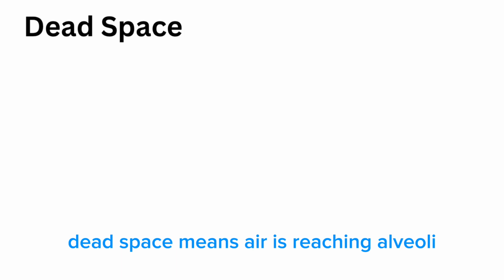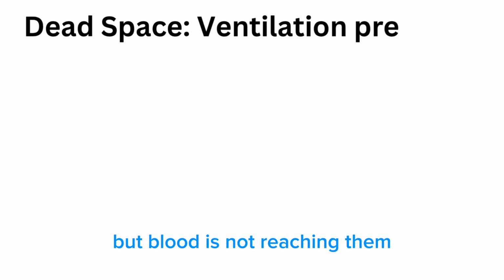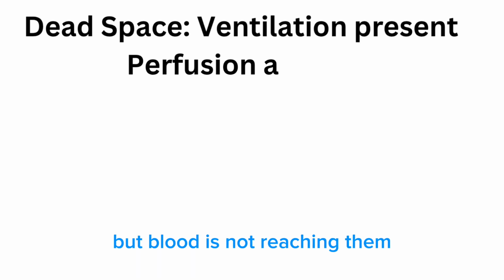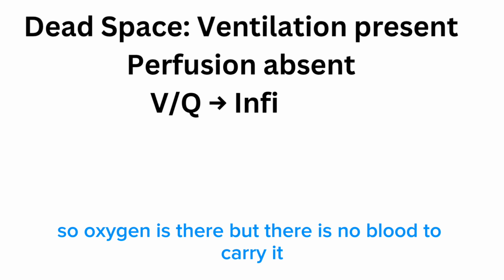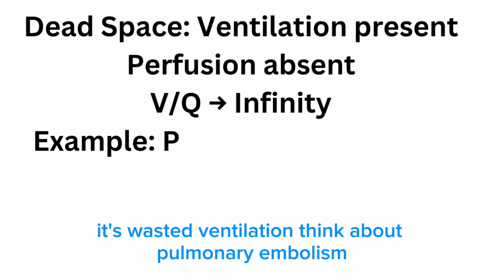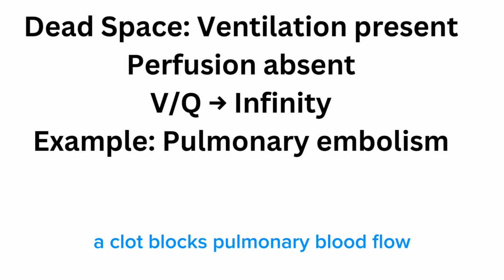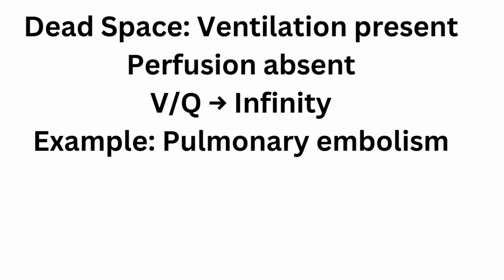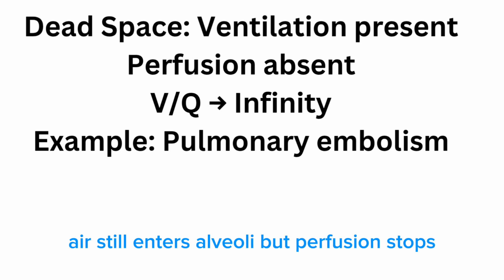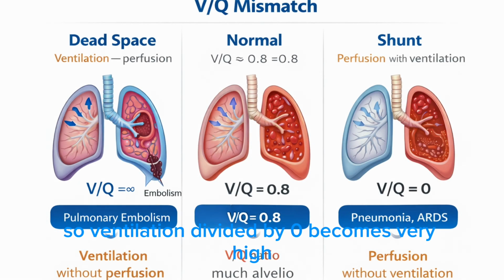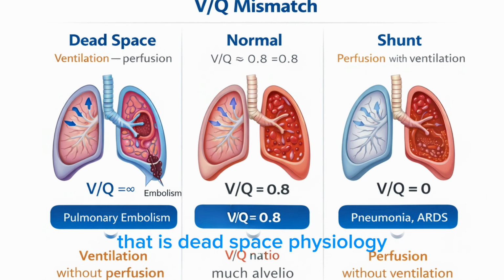Dead space means air is reaching alveoli, but blood is not reaching them, so oxygen is there. But there is no blood to carry it, it's wasted ventilation. Think about pulmonary embolism. A clot blocks pulmonary blood flow. Air still enters alveoli, but perfusion stops. So ventilation divided by 0 becomes very high. That is dead space physiology.